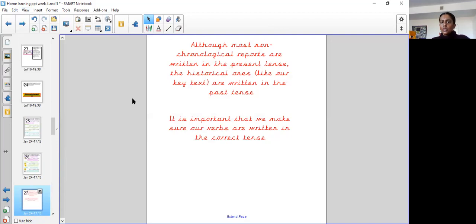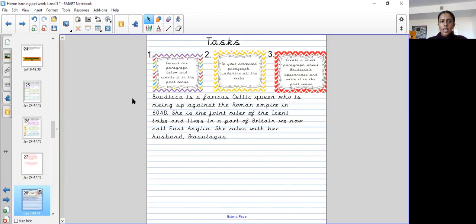Although most non-chronological reports are written in the present tense, the historical ones, like our key text, are written in the past tense. It is important that we make sure our verbs are written in the correct tense. So here are your three activities for today's lesson. Correct the paragraph below and rewrite it in the past tense. Let me read you the paragraph.